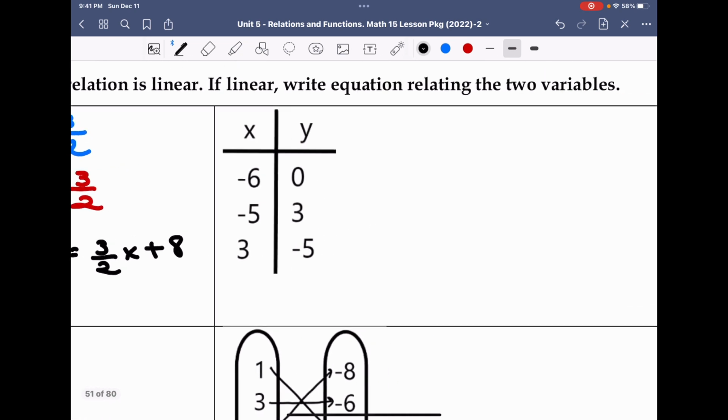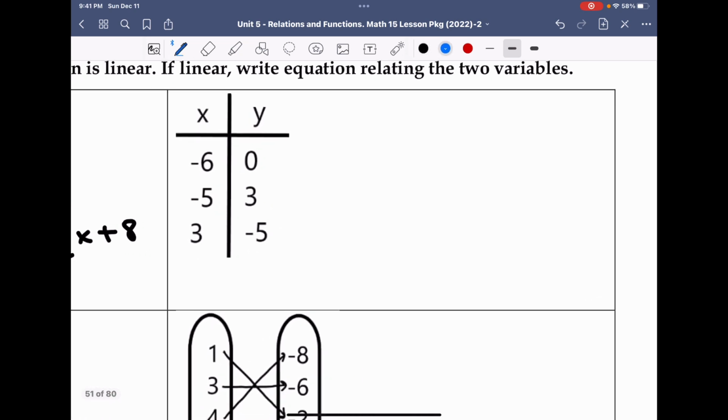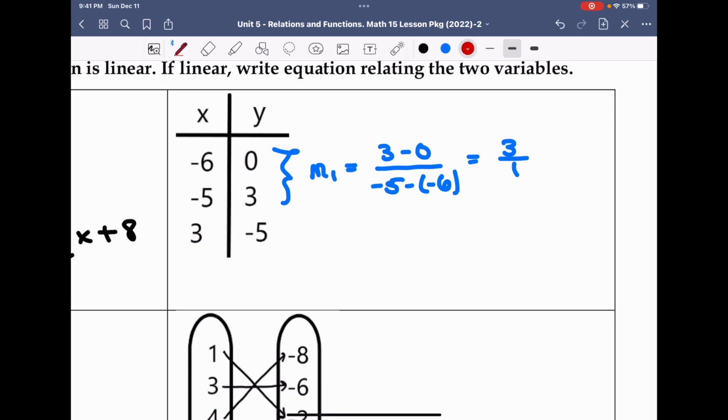Let's do the same thing with our second box here. We're going to determine the slope of these first two points. So m1 is equal to the change in y, which is 3 minus 0, over negative 5 minus a negative 6, which is the change in x. We get 3 over a positive 1 because the double negative becomes positive.